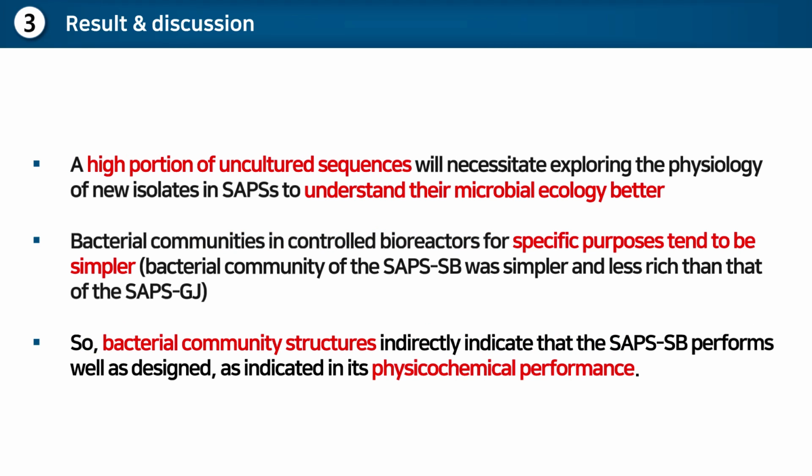A high portion of uncultured sequences will necessitate exploring the physiology of new isolates in SAPSes to understand their microbial ecology better. The sediment bacterial community of the SAPS SB was simpler and less rich than that of the SAPS GJ. Bacterial communities in controlled bioreactors for specific purposes tend to be simpler. So, bacterial community structures indirectly indicate that the SAPS SB performs well as designed, as indicated in its physicochemical performance.